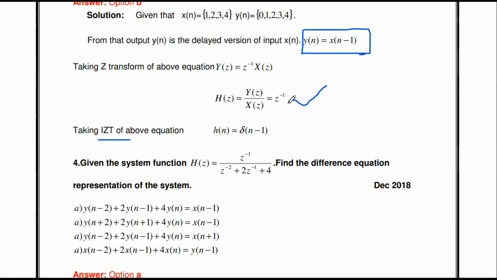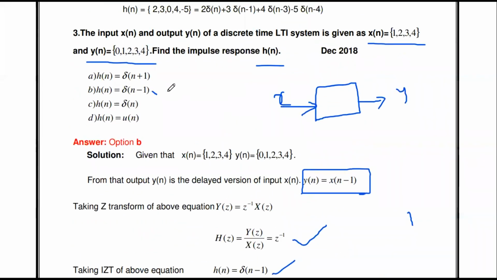Which signal has the Z transform z power minus 1? It is delta of n minus 1. We already know the delta of n signal has the Z transform 1. So the delta of n minus 1 signal has the Z transform 1 into z power minus 1. So if you take the inverse Z transform of z power minus 1, we will get delta of n minus 1. This is the impulse response of our given system. So B is the answer: h of n equal to delta of n minus 1.